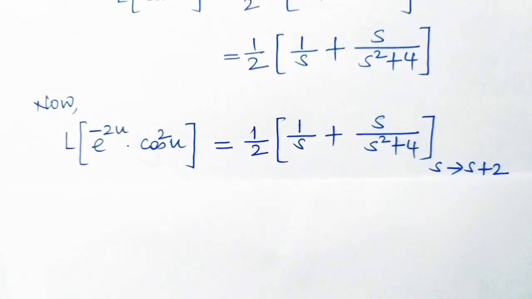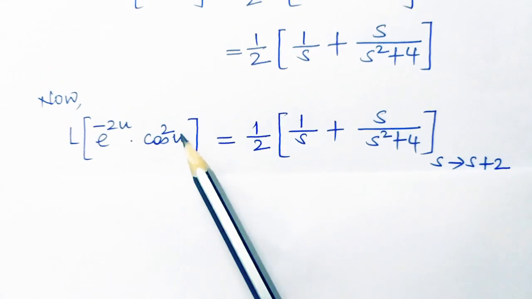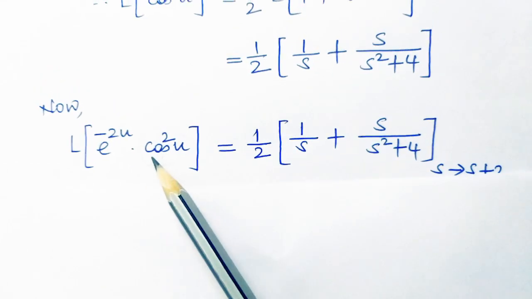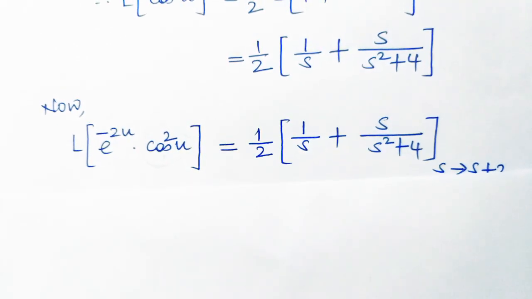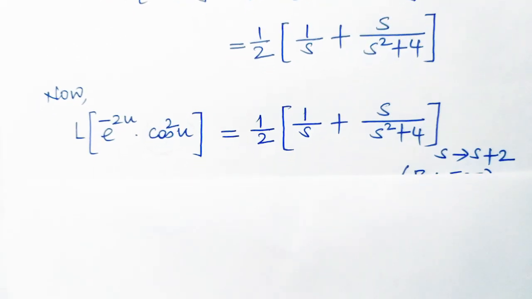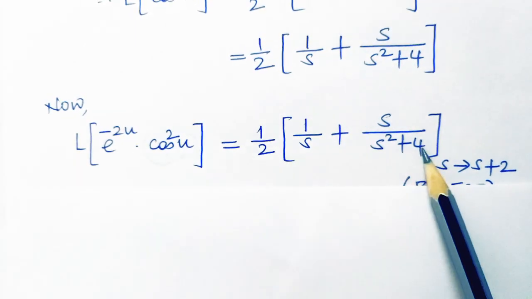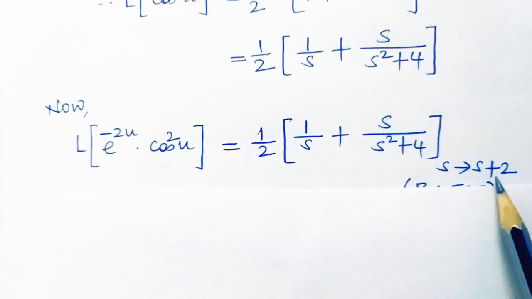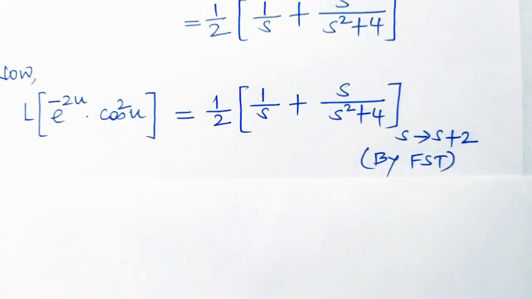So it resembles the standard form of the first shifting property, e to the power of minus at into f of t. Whatever f of t, the function whose Laplace transformation is F of s, that s is to be replaced by s plus 2 by using the first shifting property. So that is 1 by 2, 1 by s plus s divided by s square plus 4, and wherever s is there, each s is to be replaced by s plus 2.